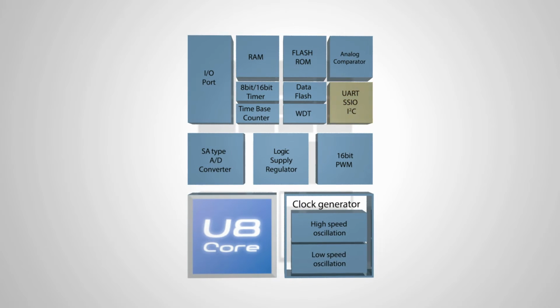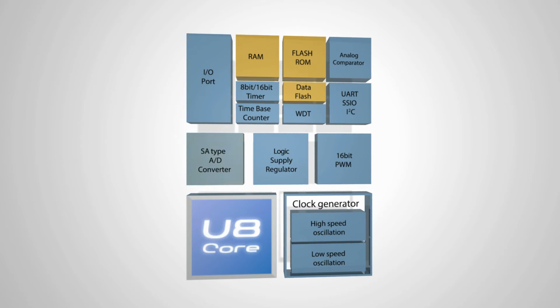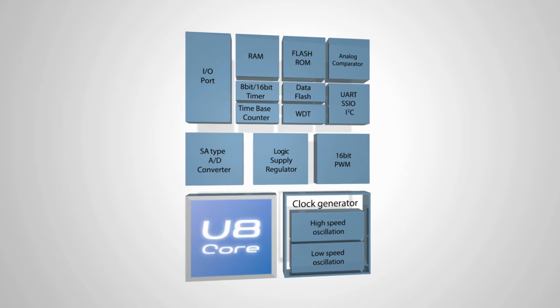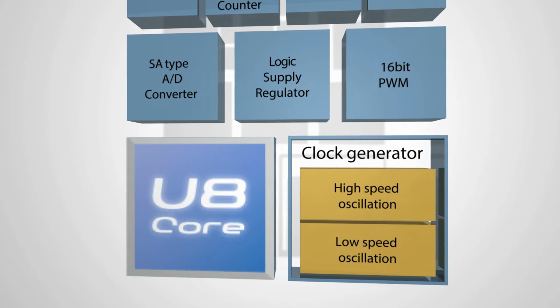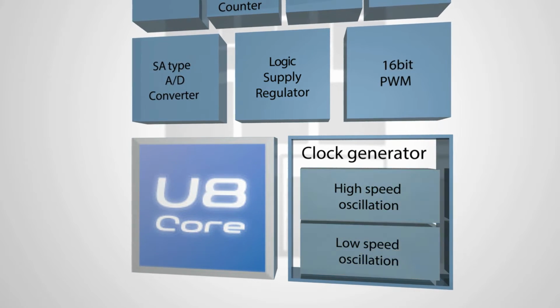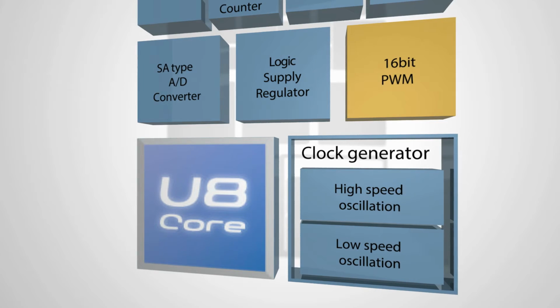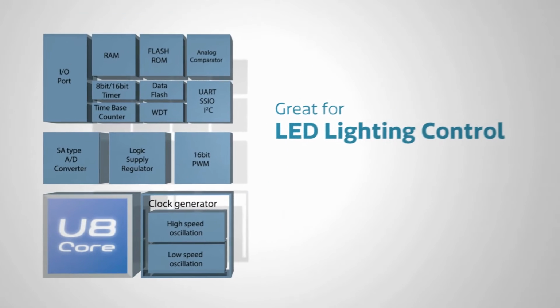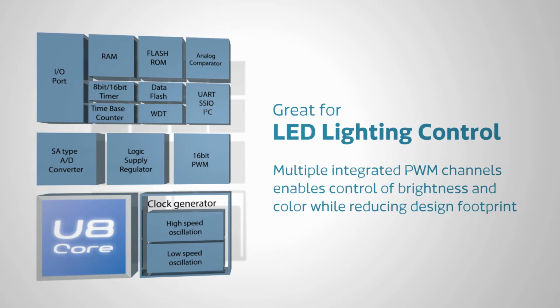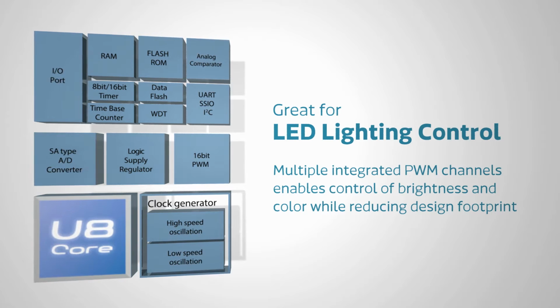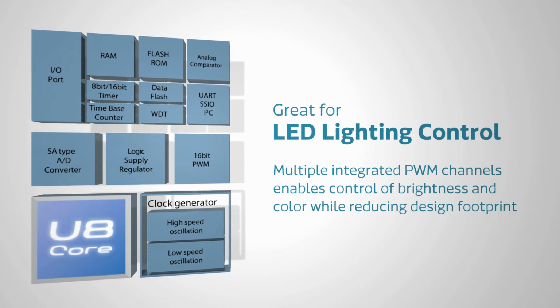In addition to communication protocols, ADCs, memory, and other common MCU features, the Q111 and Q112 integrate the logic power supply regulator, low and high-speed oscillators that can be used in place of an external oscillator, and six channels of 16-bit PWM. One of the target applications for these MCUs is LED lighting control, so having multiple PWM channels integrated enables control of both brightness and color while reducing design footprint.